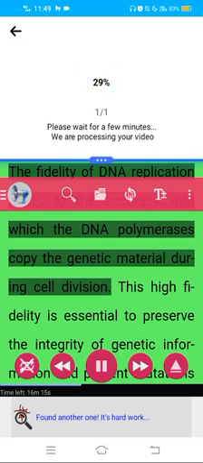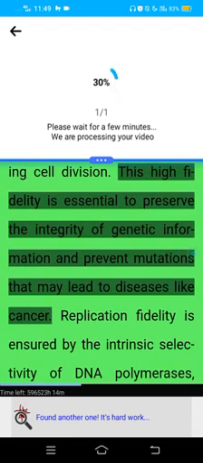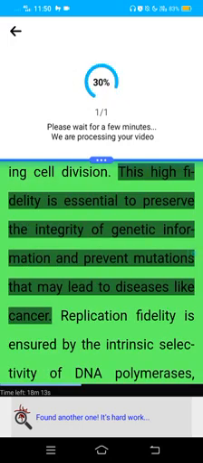The fidelity of DNA replication refers to the accuracy with which the DNA polymerases copy the genetic material during cell division. This high fidelity is essential to preserve the integrity of genetic information and prevent mutations that may lead to diseases like cancer.